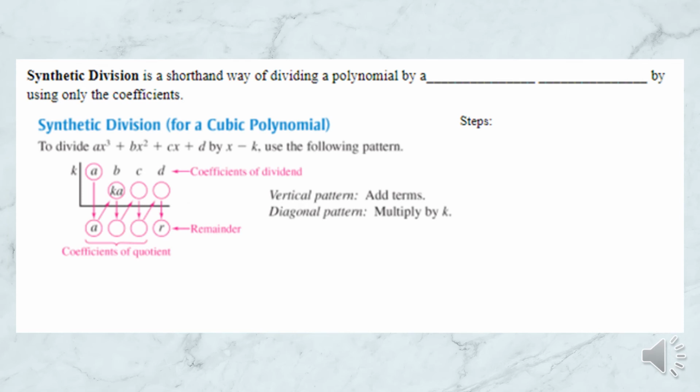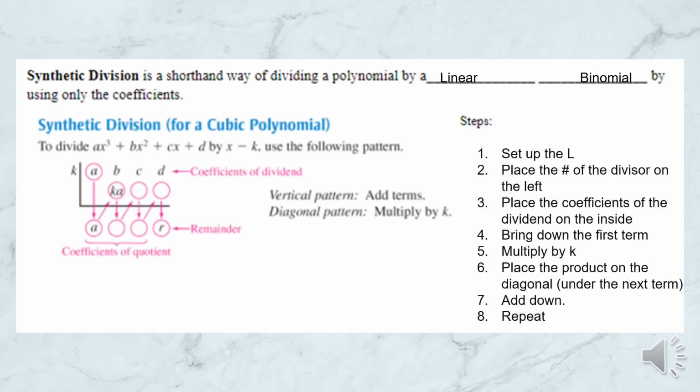Synthetic division is a shorthand way of dividing polynomials by a linear binomial. In other words, our divisor has to be a linear binomial with a lead coefficient of 1. Our steps: we need to first set up an L and place the number of the divisor on the left, and then the coefficients of the dividend on the inside.